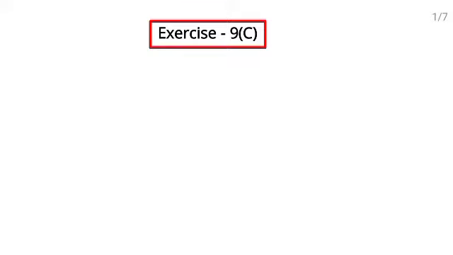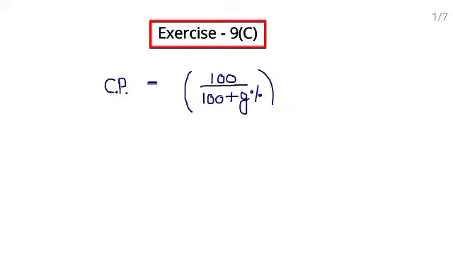So the first one is, if they are asking for cost price and they have given selling price and gain percent, then in case of cost price you will write 100 upon 100 plus gain percent, and you will multiply it by selling price. This is the formula of cost price.